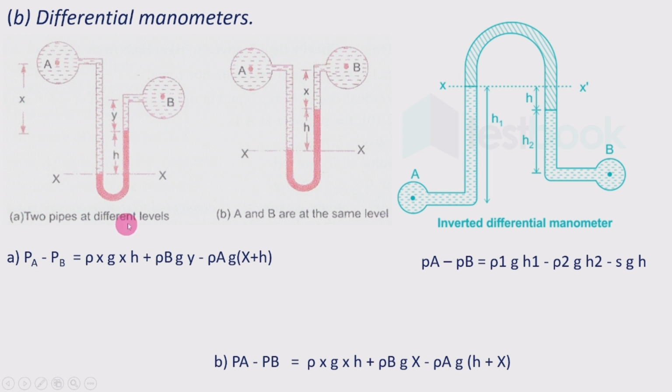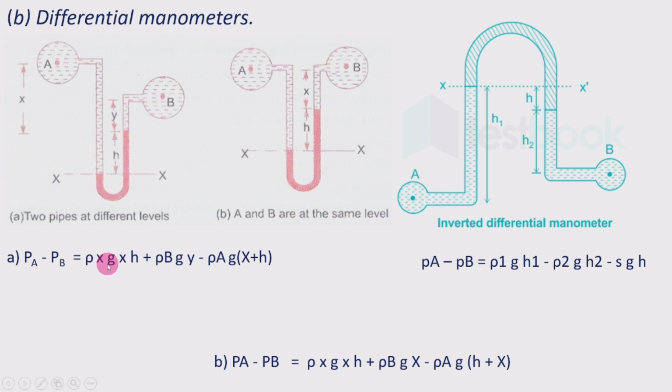For these two pipes at different levels, pipe A is at a somewhat different level and B is at a different level. For that, if you write the equation again, the lower level of the heavier fluid we are going to take as the datum line XX. Above that, we have to take the pressures on the left-hand side and right-hand side, and balance them. We have to equate those two, and take the difference. The PM minus PB equation we have written separately, and the PM minus PB difference we have taken.